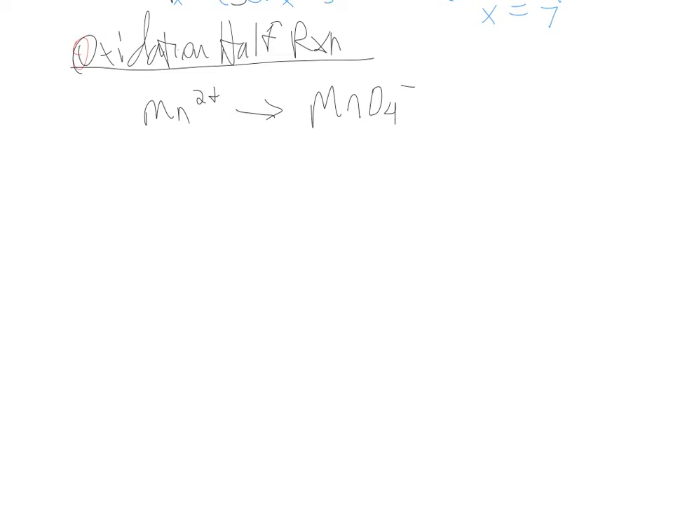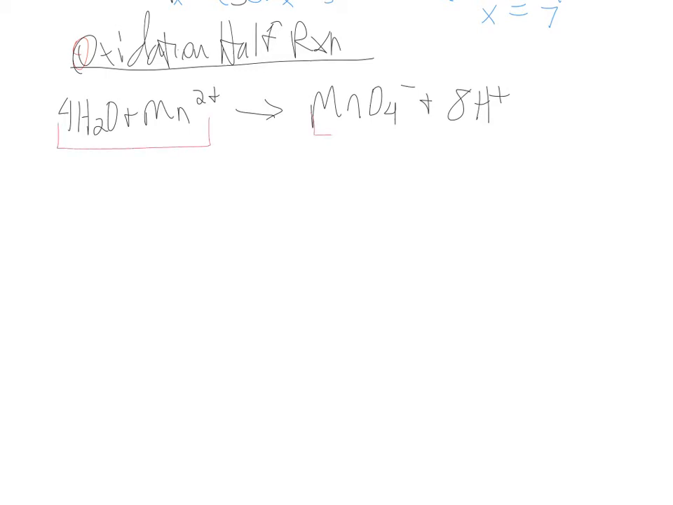Step 1, balance elements other than H and O. In this half reaction, we have 1 manganese atom on the left side and 1 on the right side. So that balances. Balance oxygen using water. We have 4 oxygens on the right side. That means that we need to add 4 water molecules on the left side to make the oxygens balance. But that threw off our count of hydrogens. Now we have 8 unaccounted for hydrogens. We better tack on 8 hydrogen ions to the opposite side.